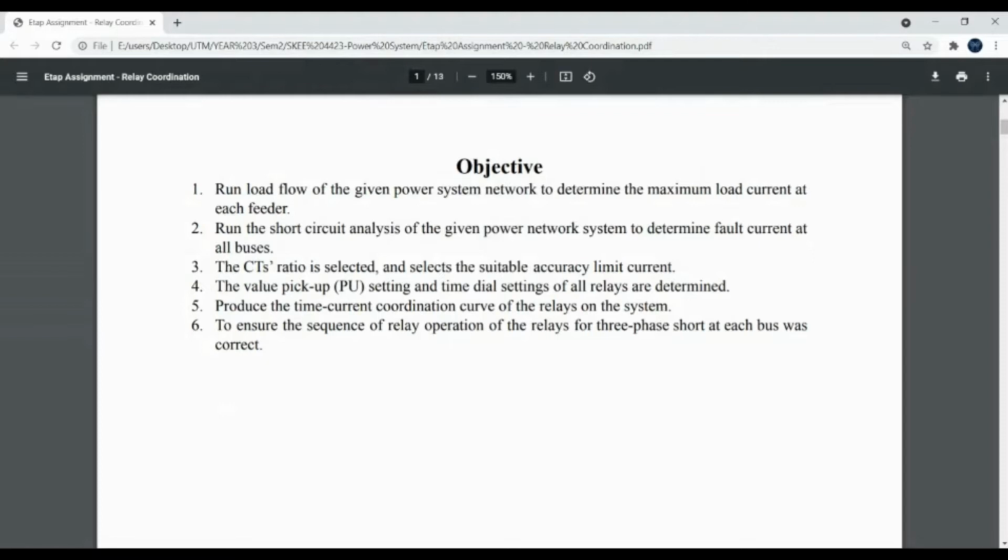The fifth is to produce the time current coordination curve of the relays on the system. The sixth is to ensure the sequence of the relay operation of the relays for 3-phase short at each bus is correct.